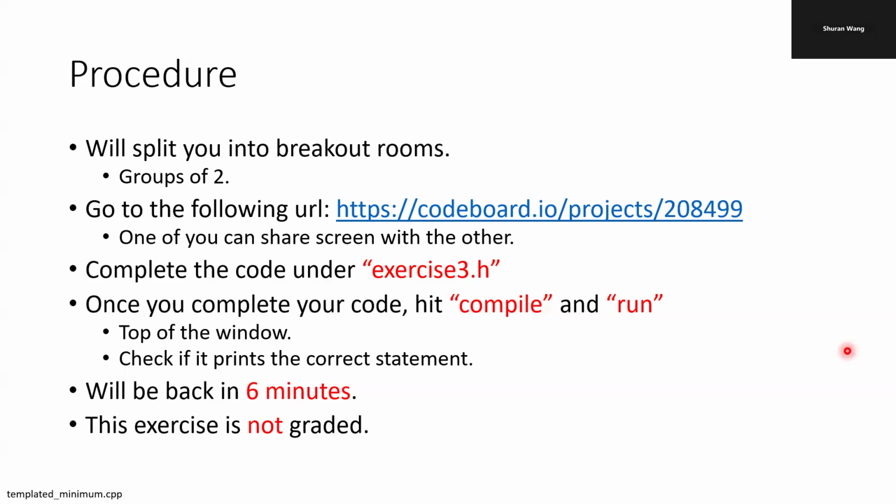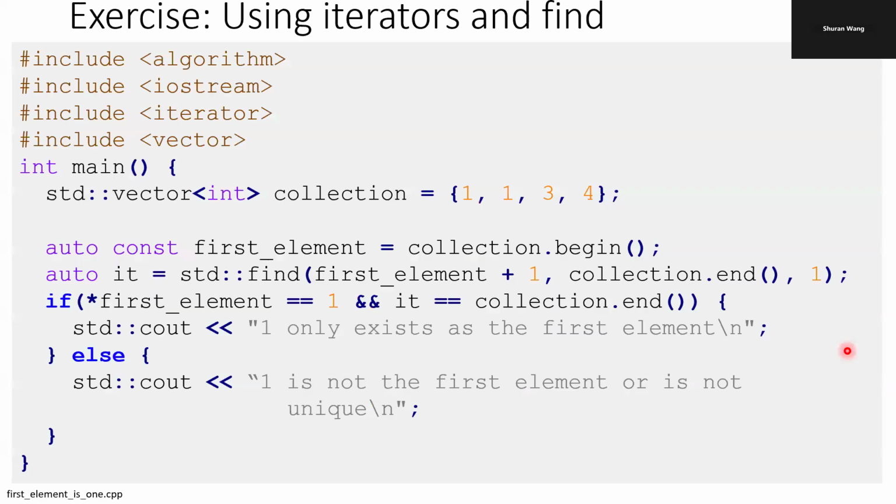Okay, I'll continue. I'll tell you the answer. So your code should look something like this. We first check the first element is 1. And we search from first element plus 1 to collection.end for a 1. And this iterator should return collection.end. So if both conditions are satisfied, we say true, otherwise false. So the trick is we need to do a plus 1 here.